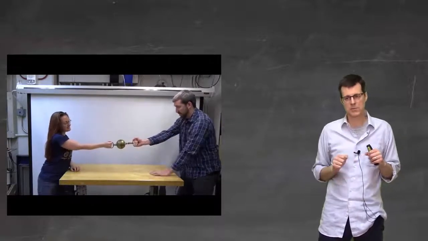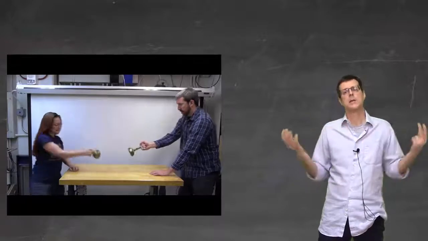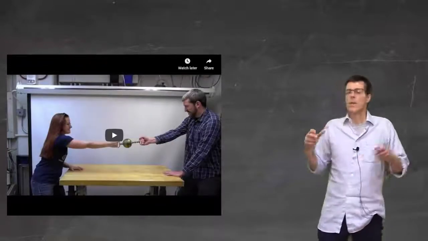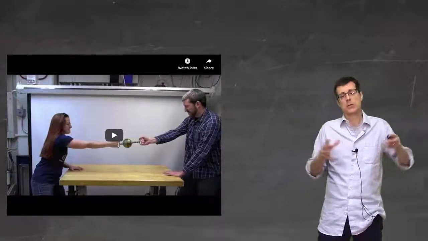Now what happens is he's opening the little valve, air can come back in, and it comes apart quite easily. That is just atmospheric pressure.